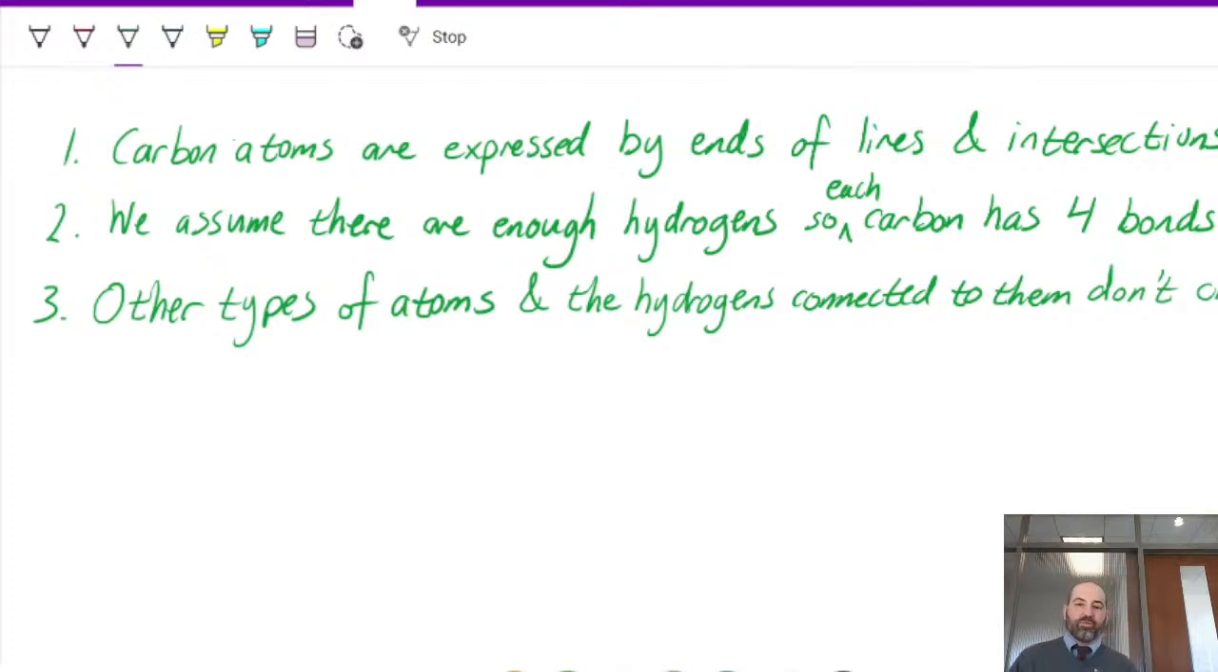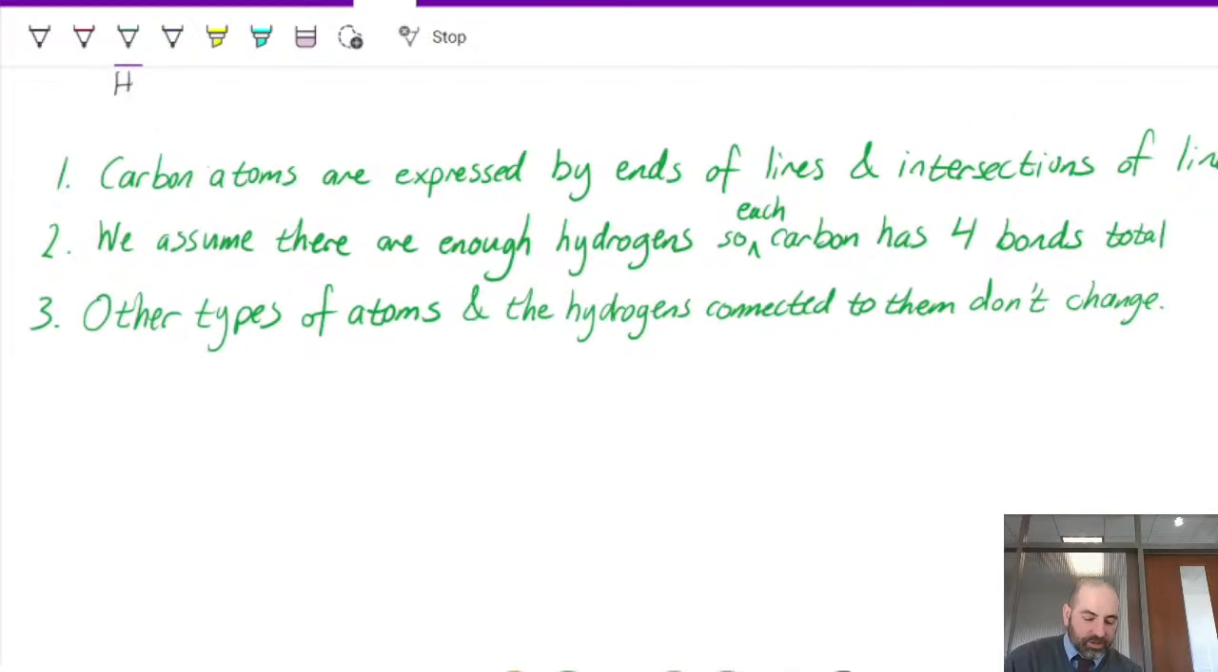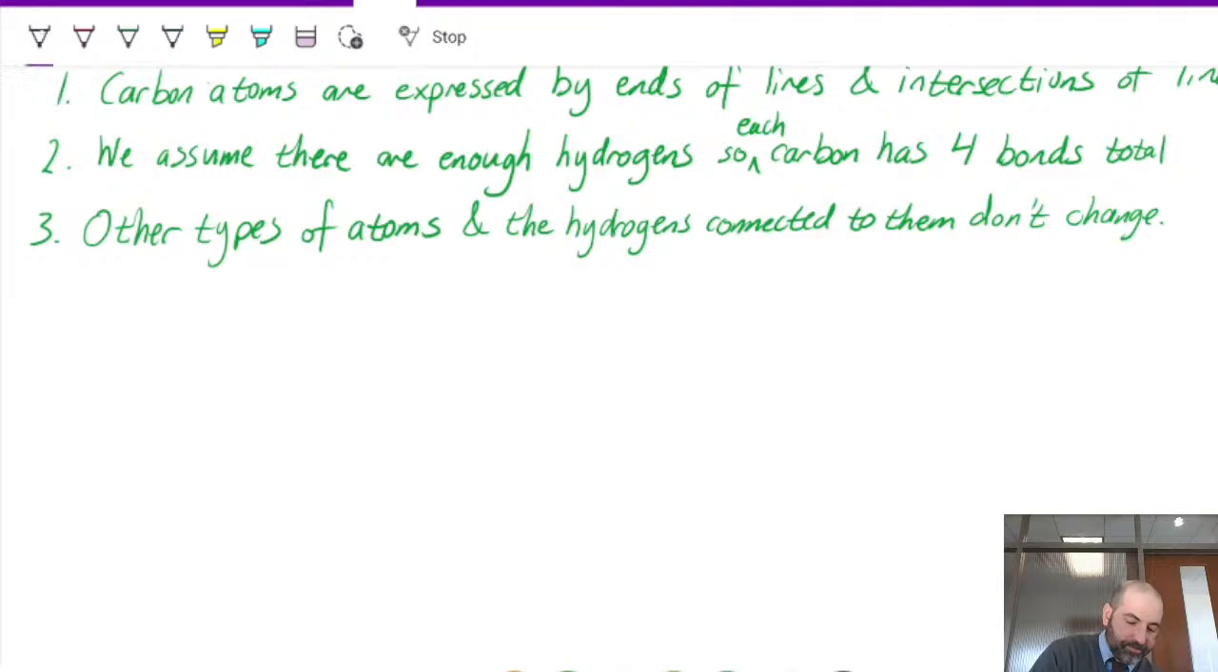So you can't abbreviate oxygen or nitrogen or something like that. You can't leave the hydrogens off because they're not as predictable as carbon. We can't just assume how many hydrogens are supposed to be there. That only really works for carbon.